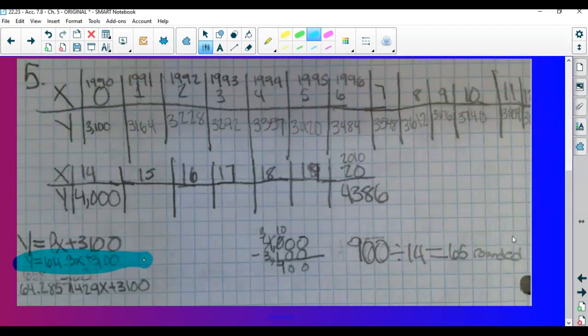64.3x plus 3100. So that's a 3100. It's a little hard to see their 1 there. Our growth was 64.3 each year. We started at 3100. Questions?